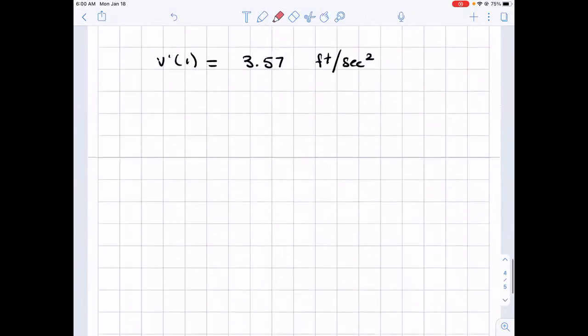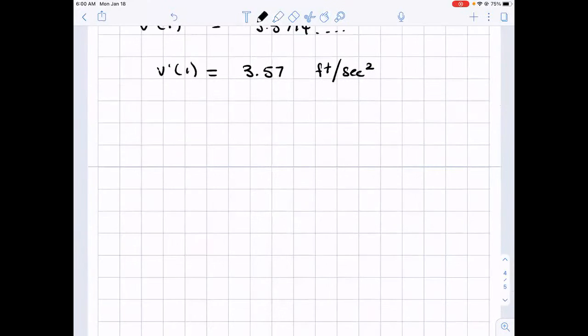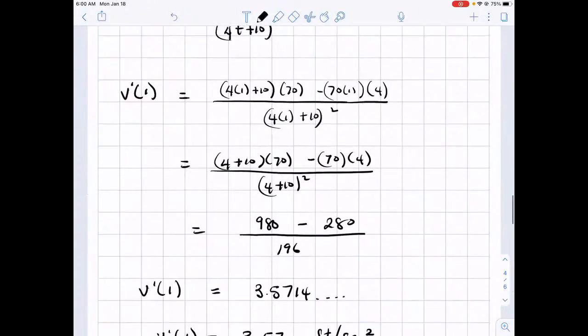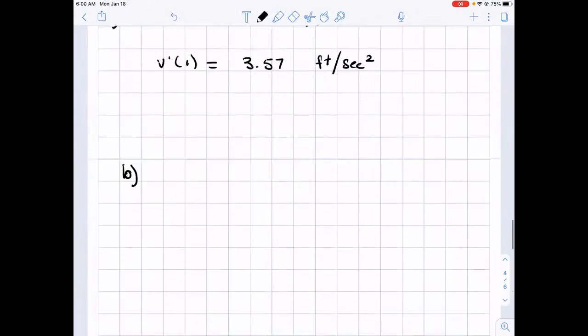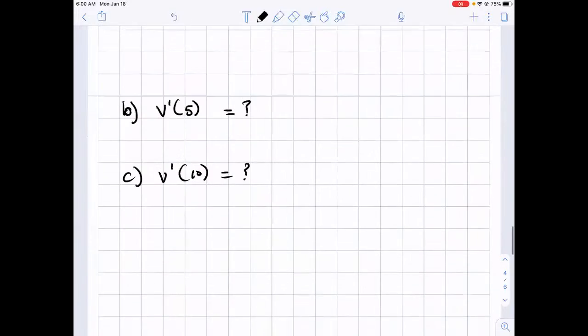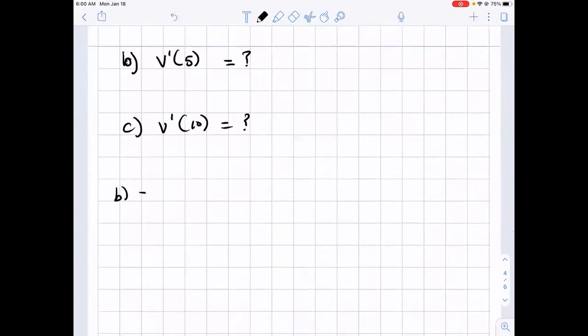So for your next part, part B, this was part A, what is v prime of 5? So you can do that. And then for part C, what is v prime of 10? You can plug in those values into your problem. Okay. So let's try them. So B would be v prime of 5.